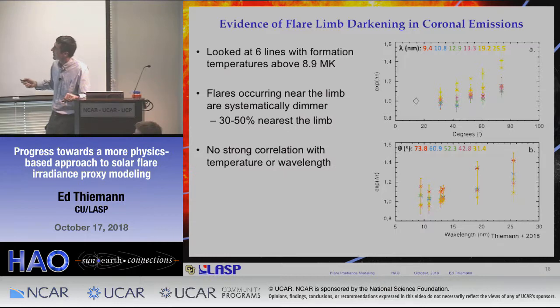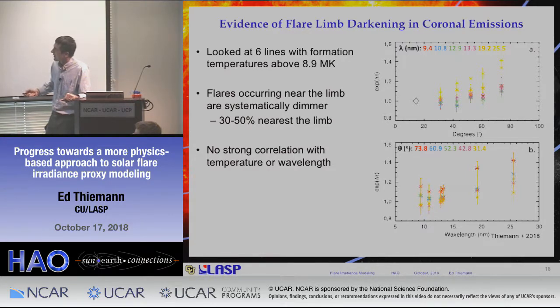And if we just look at, say, the hottest line at this iron 24 line here, you can see that as we move off disk center, the ratio of the extinction factors increases, and so the flares get systematically dimmer as we approach the limb. And it happens to some degree for all of the lines that we looked at.